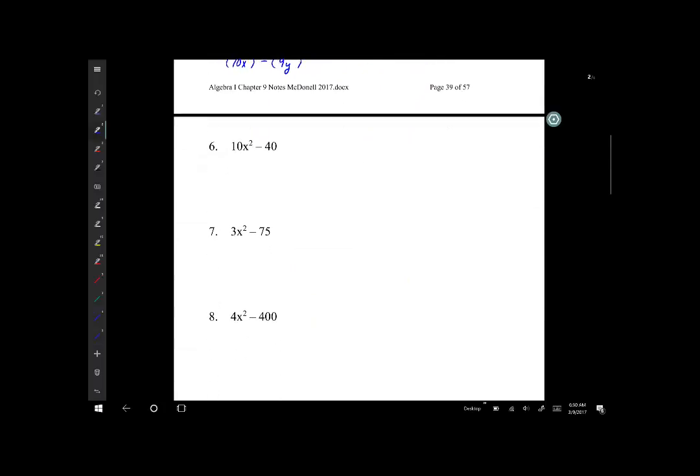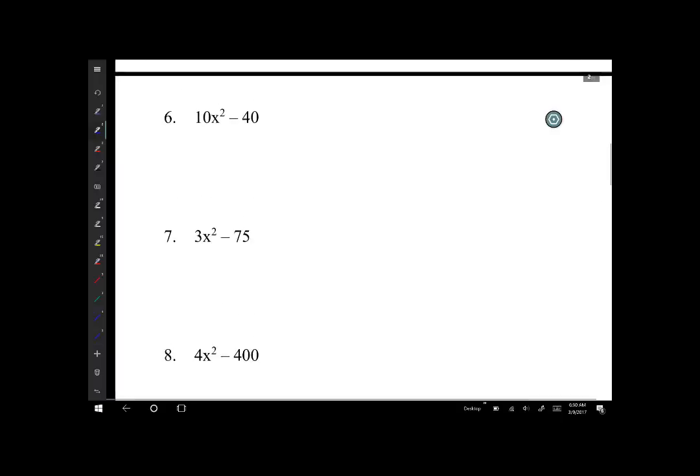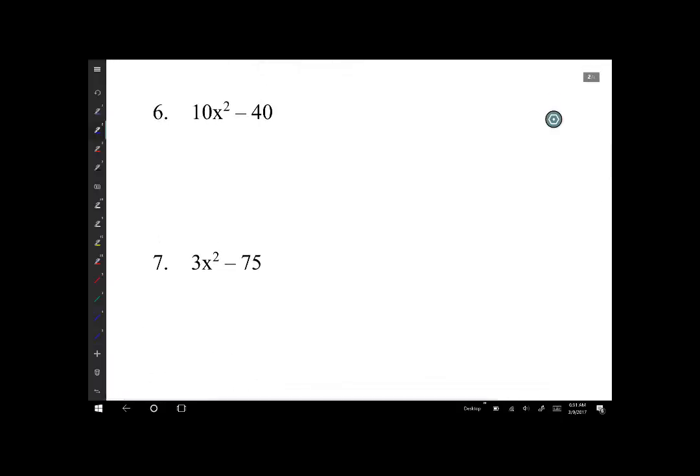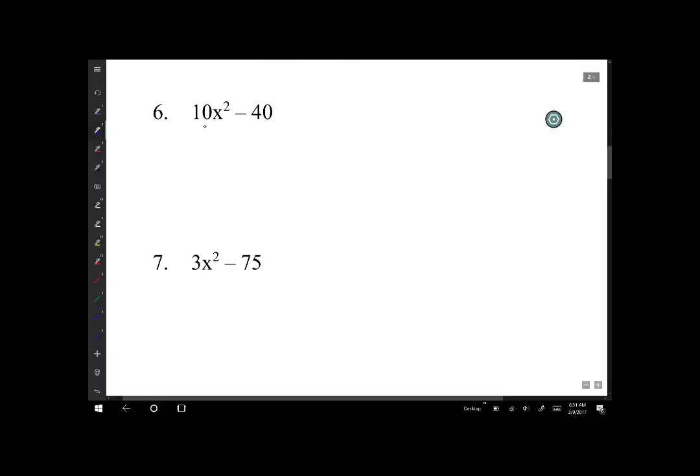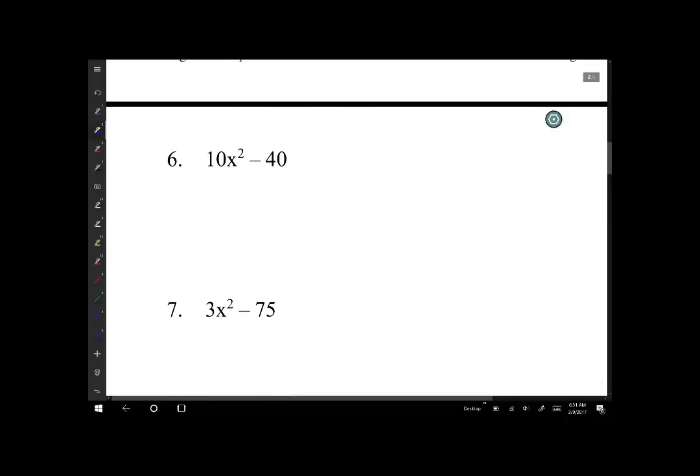Our second little section here involves looking at very similar problems that look like they are the difference of two squares. However, as we investigate them a little bit more thoroughly and closely, we find that the first number of this is not a perfect square. Neither the 10 is, nor the 3 is, nor the 4 or the 11. Well, the 4 is, but we'll deal with that one separately.